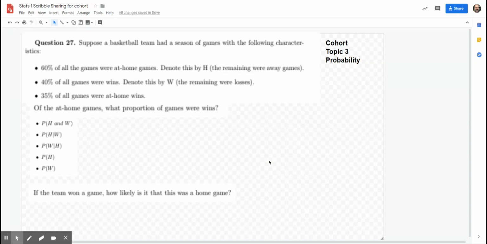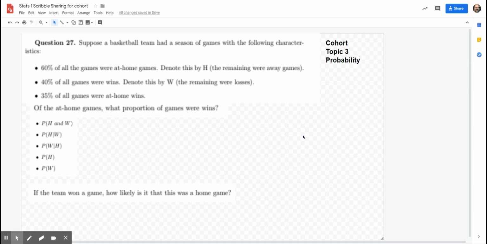So this is question 27 from cohort topic 3 on probability. I'll read the question carefully just to model good habits when you're on a test. Suppose a basketball team had a season of games with the following characteristic.